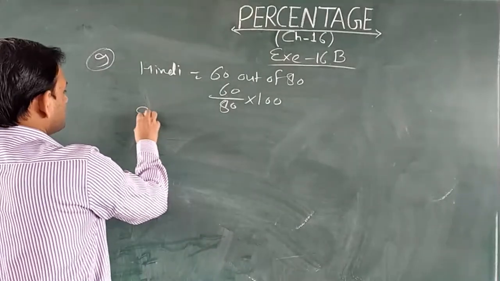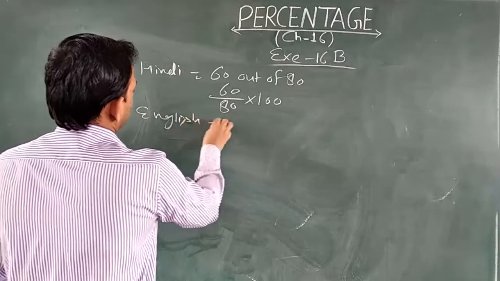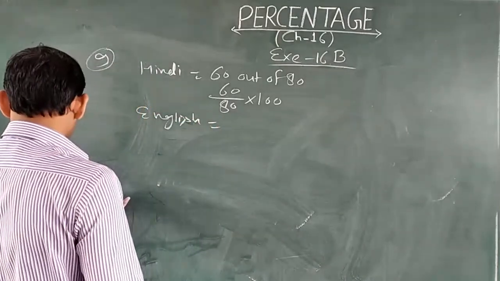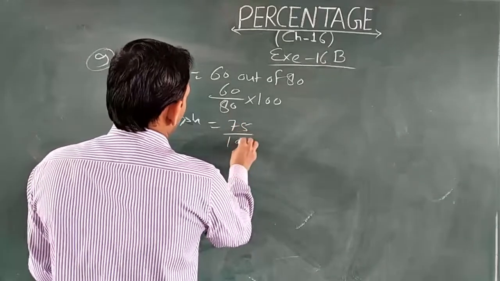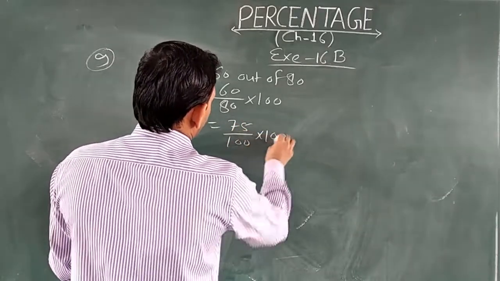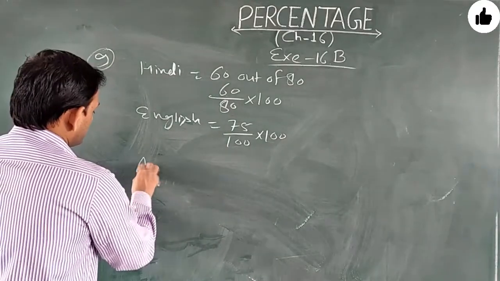Then English. In English, 75 marks are there out of 100. Multiply by 100, and you will get the percentage of English. Then arithmetic.